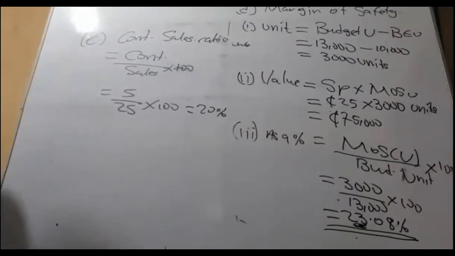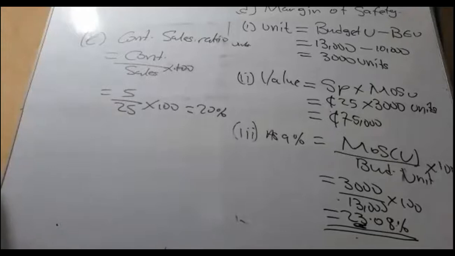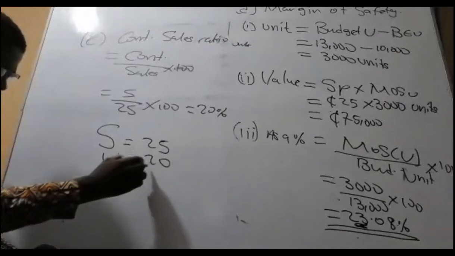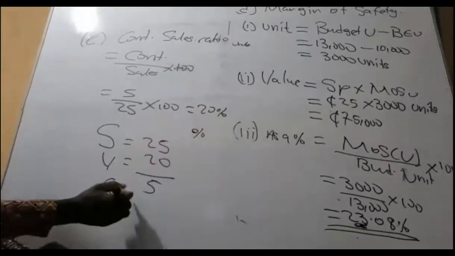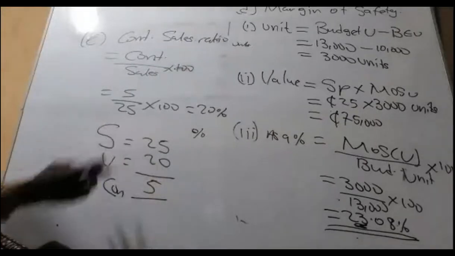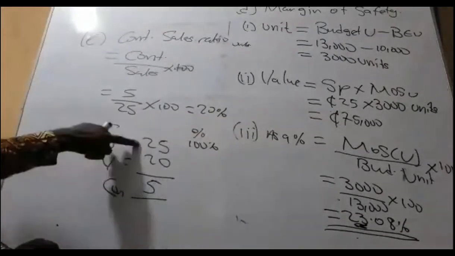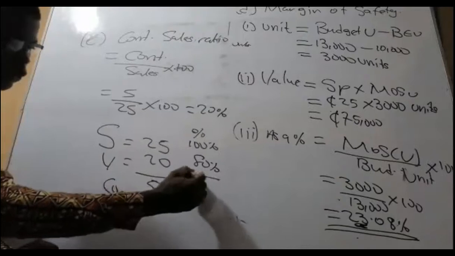Now, anytime you calculate the CS ratio and you get 20%, that means the variable cost to sales is also what? The remaining 80%. Now let's do something here. Selling price is 25 Ghana cedis. Variable cost is 20 Ghana cedis. Contribution is 5. Now find your percentage for me. Express all of them as a percentage of sales. 25 divided by 25 times 100 is 100%. That's the big boss. Variable cost is 20 divided by 25 times 100, that will give us 80%. Then contribution is 20%.